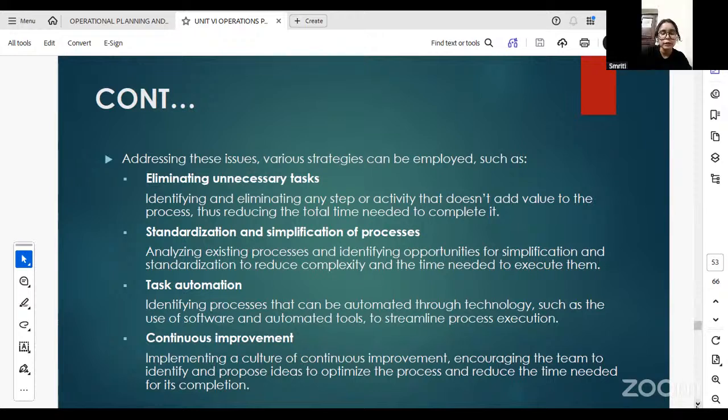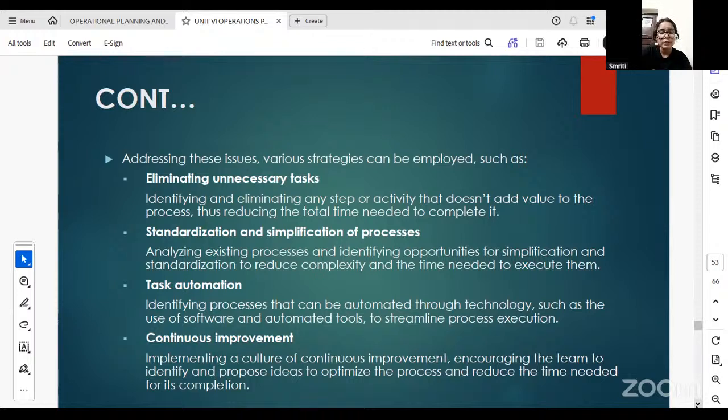Addressing these issues, various strategies can be employed, such as eliminating unnecessary tasks, identifying and eliminating any step or activity that doesn't add value to the process, thus reducing the total time needed to complete it. Standardization and simplification of processes. Analyzing existing processes and identifying opportunities for simplification and standardization to reduce complexity and the time needed to execute them.